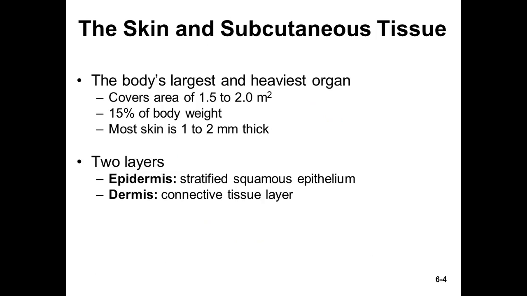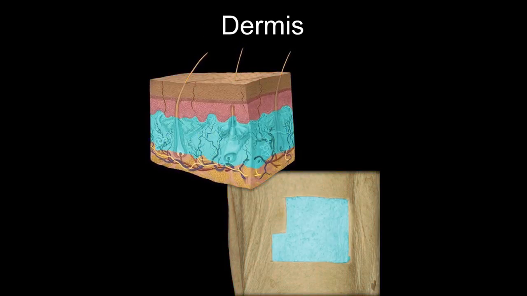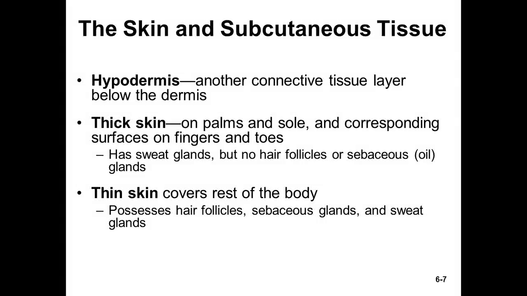Here are your 2 layers, the epidermis and your dermis. The top, we know, is stratified squamous epithelium, keratinized. And, of course, the dermis is your dense irregular connective tissue. There are a lot of colored photos in this chapter that I'm just going to bypass or ignore, but you can look at them at your leisure.